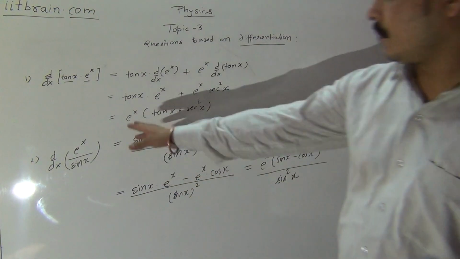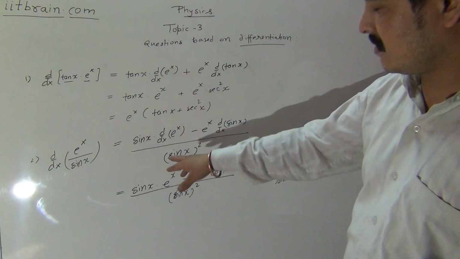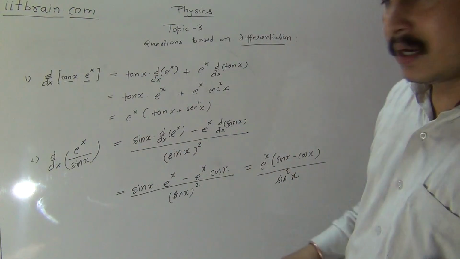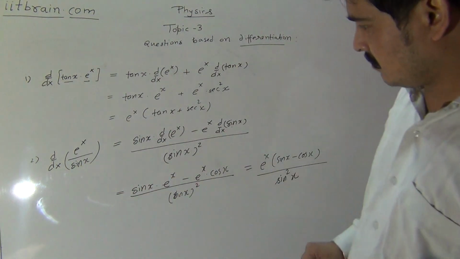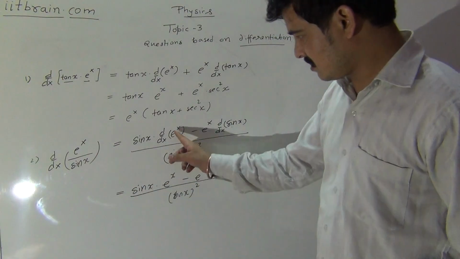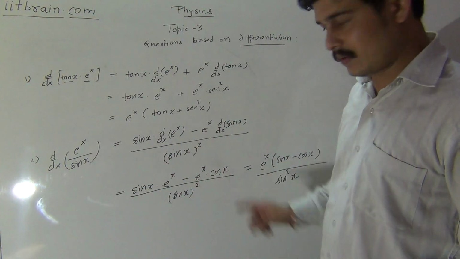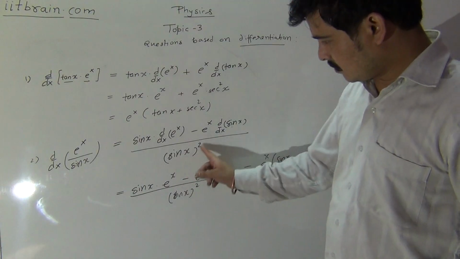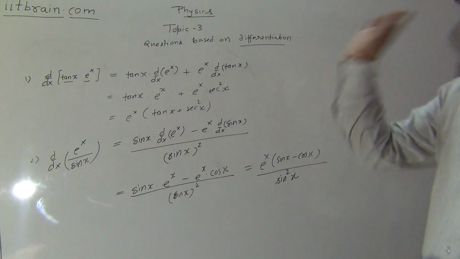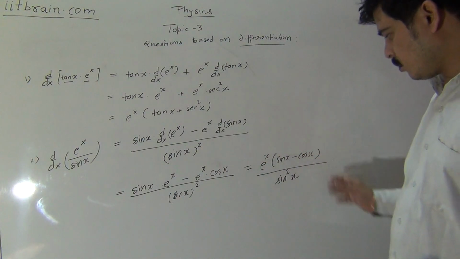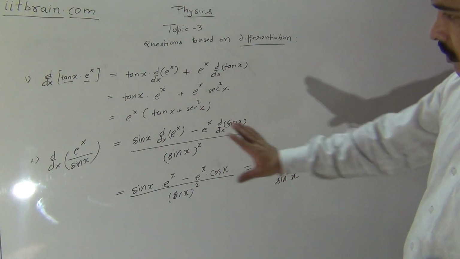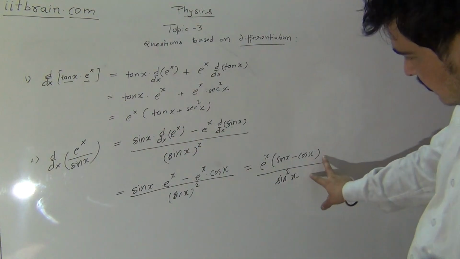So differentiation of e to the power x over sin x is sin x differentiation of e to the power x minus e to the power x differentiation of sin x divided by square of the denominator term. And on putting the differentiation of these two terms, we will get sin x e to the power x minus e to the power x cos x divided by square of that. By taking e to the power x common, the final answer is that. By using trigonometry, we can solve this further, but on the basis of differentiation, you can take this as an answer.